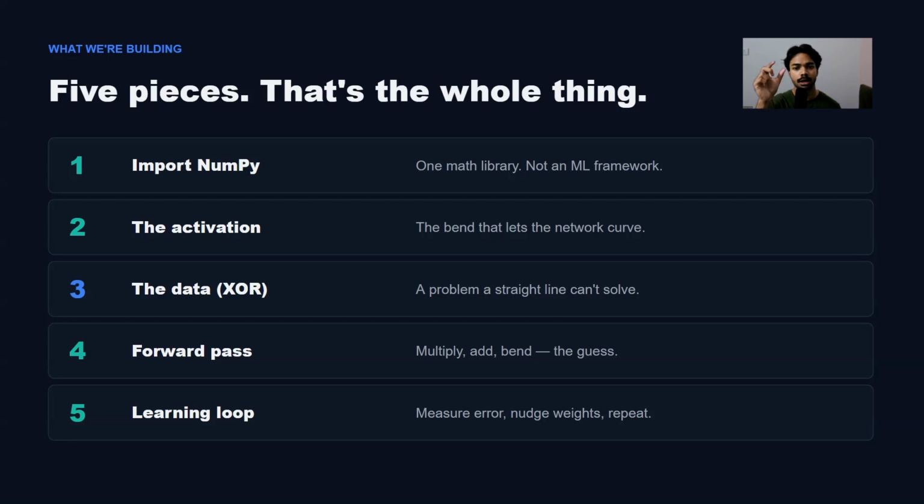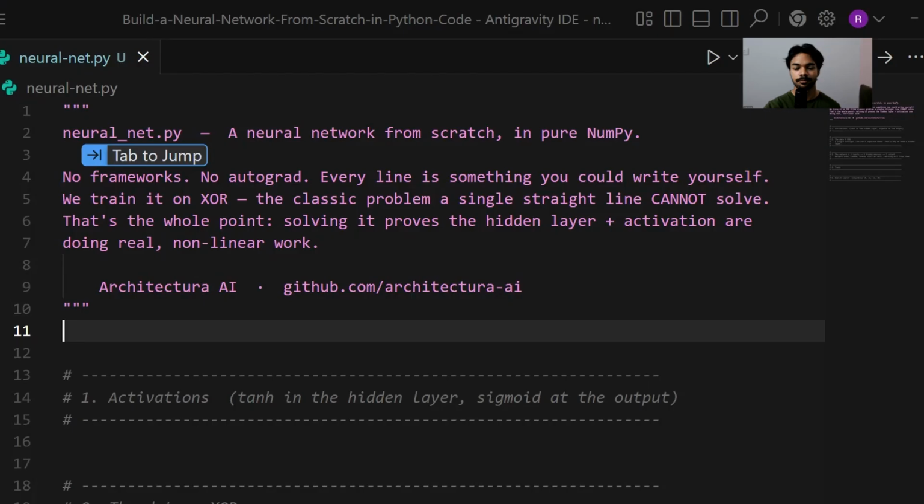When you watch that loss number drop and the answers come out right, you'll have proof that everything from this series is real and that you can actually build it yourself. And here's my one promise. Every single line we write is something you already understand from the last few videos. Nothing new is being smuggled in. If you follow the foundations, you're ready for this. So let's dive right in.